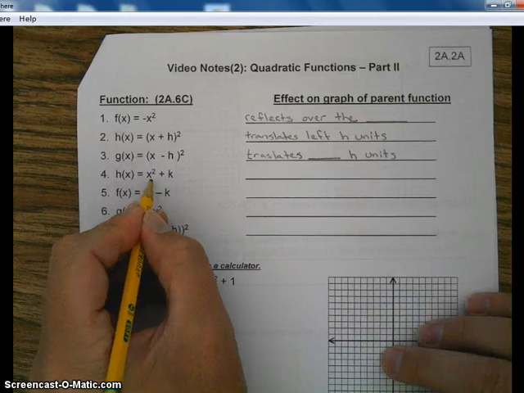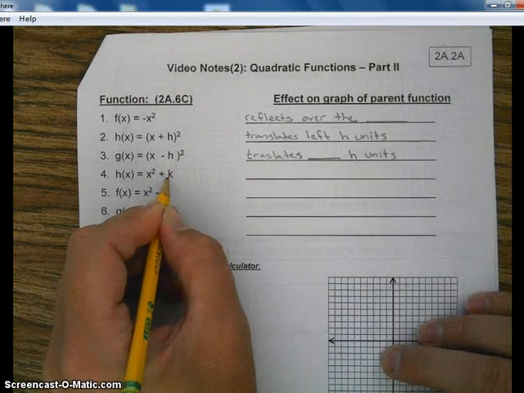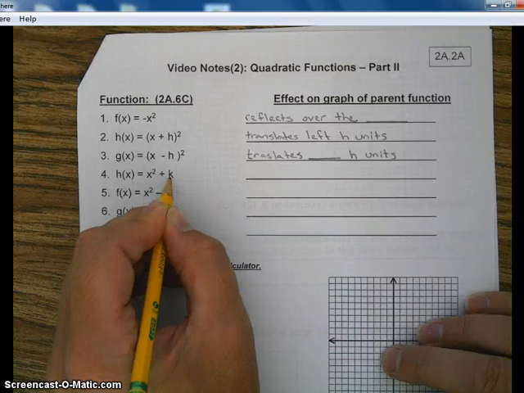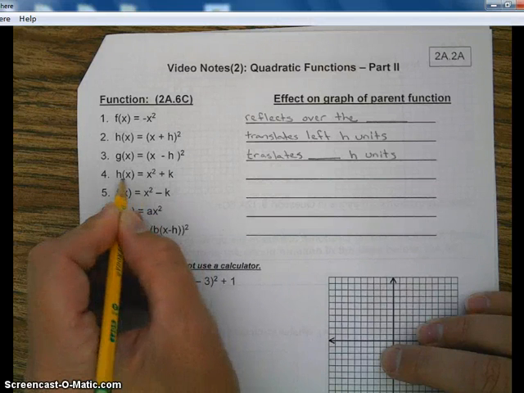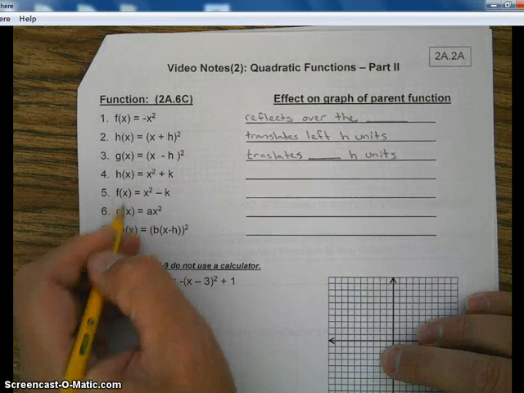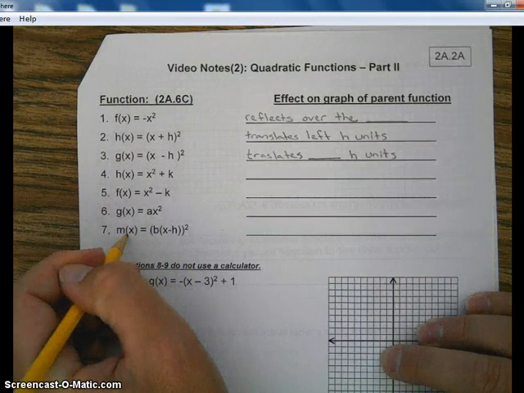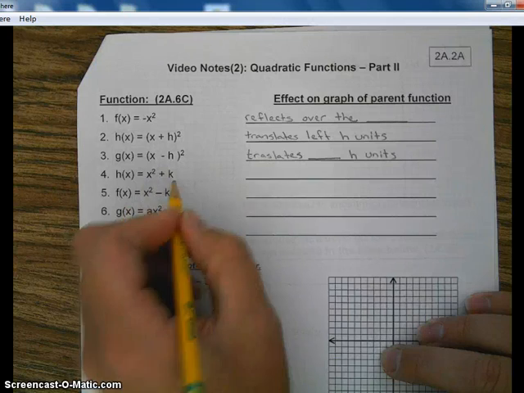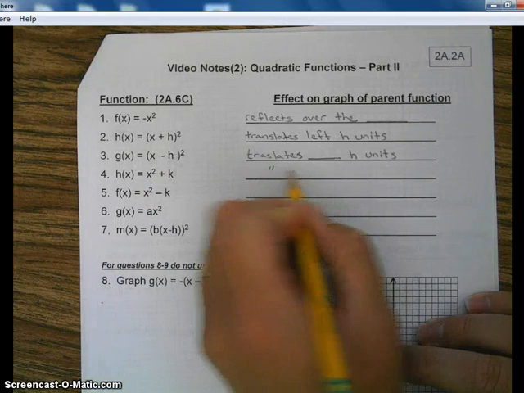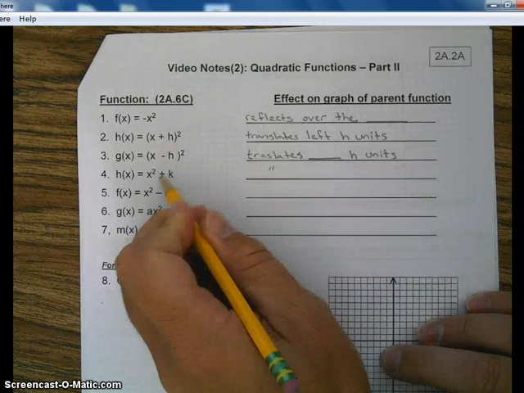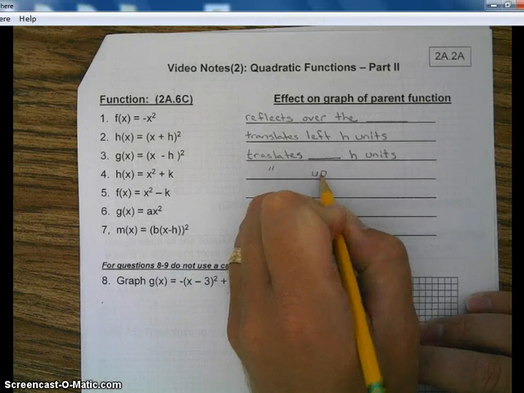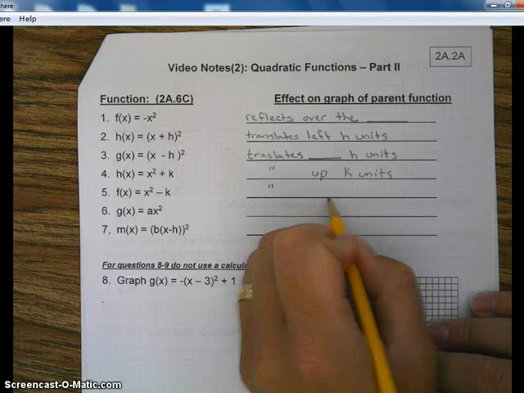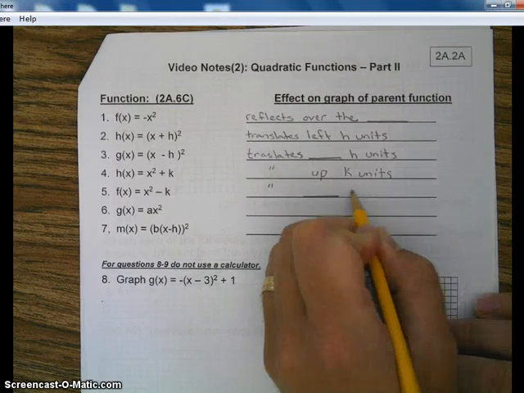Here, notice that the k value, whatever that number happens to be, is not inside the parentheses, so it is not affecting the x, okay? It's going to affect the final outcome, which is a y. Remember, this is function notation. All of these functions are y equals. So the k value is going to affect the y value. So in this case, it translates plus up k units, and in this case translates, go ahead and fill that in for me, k units.